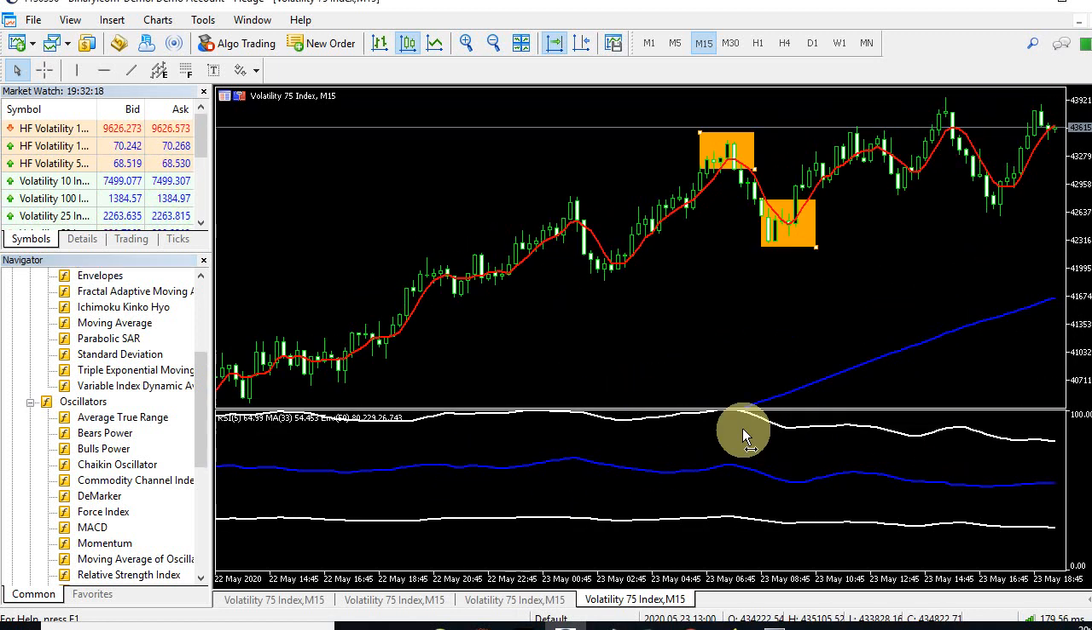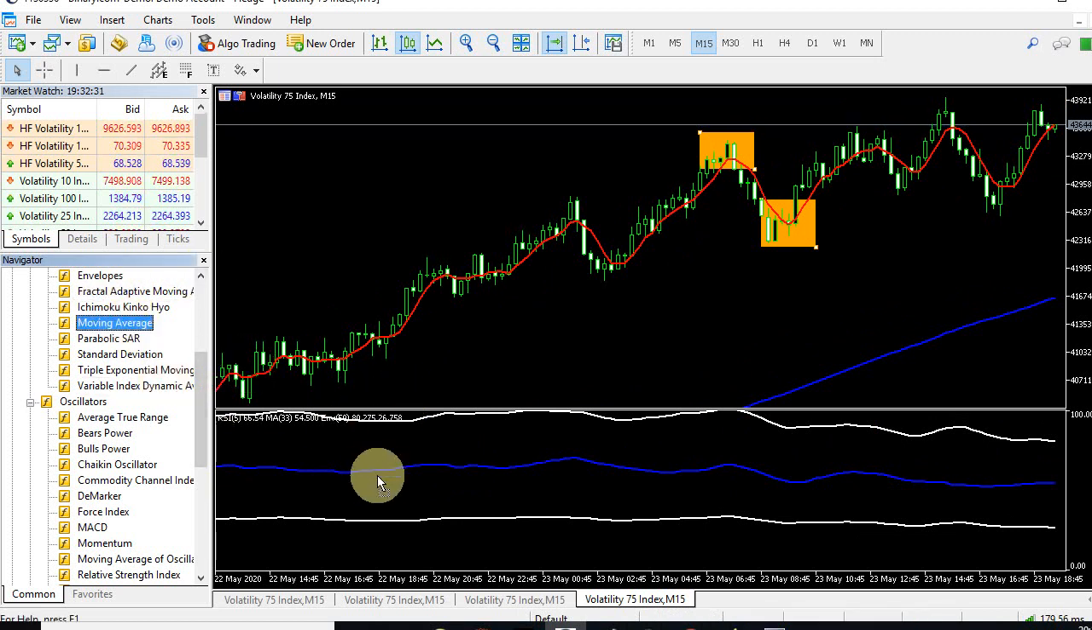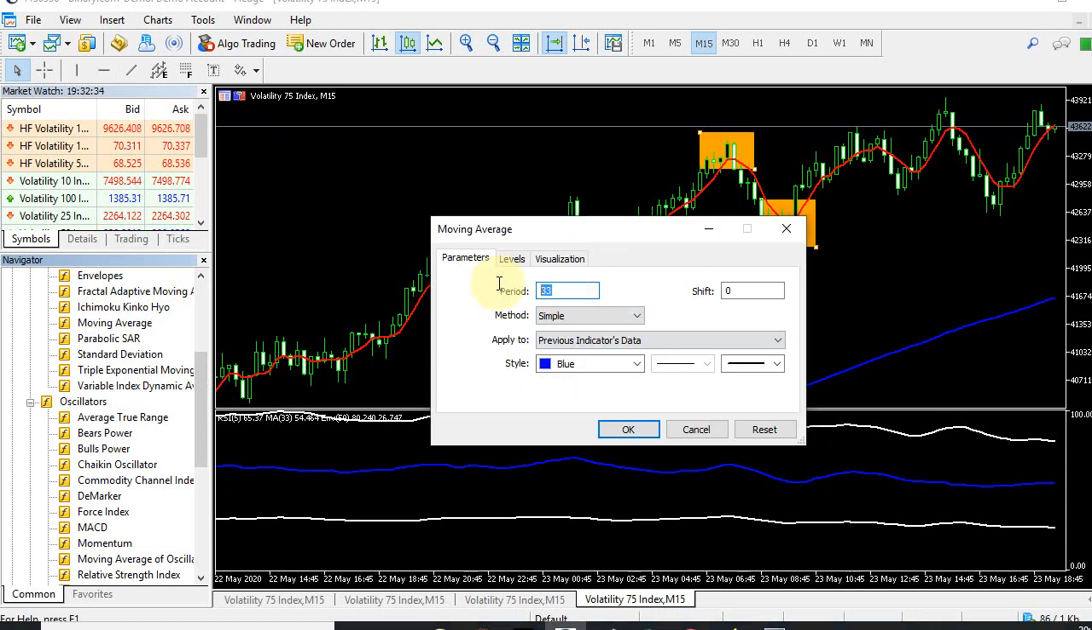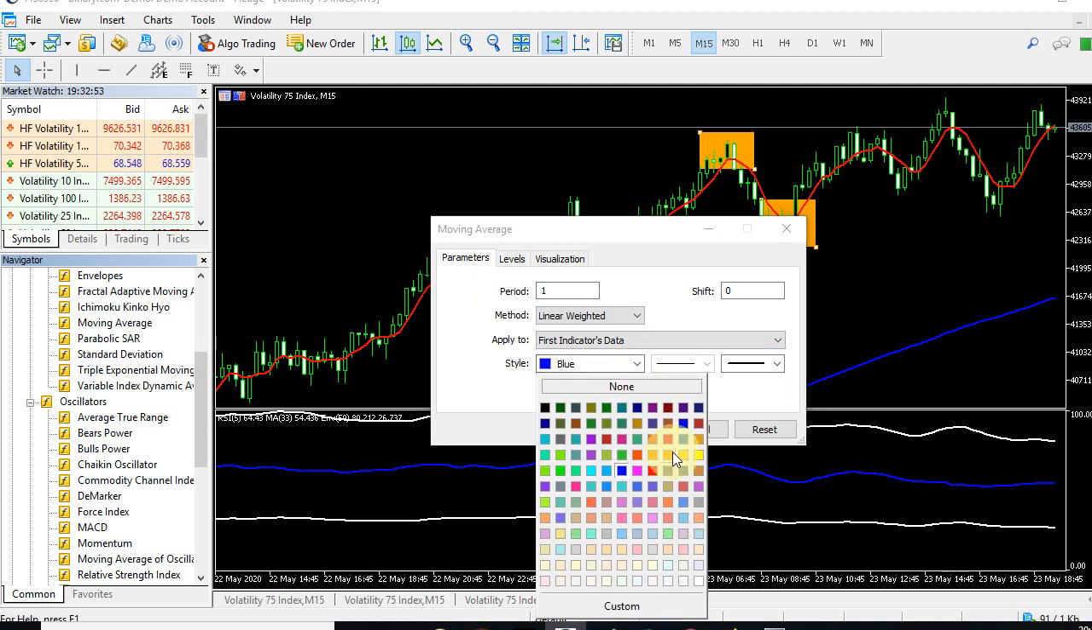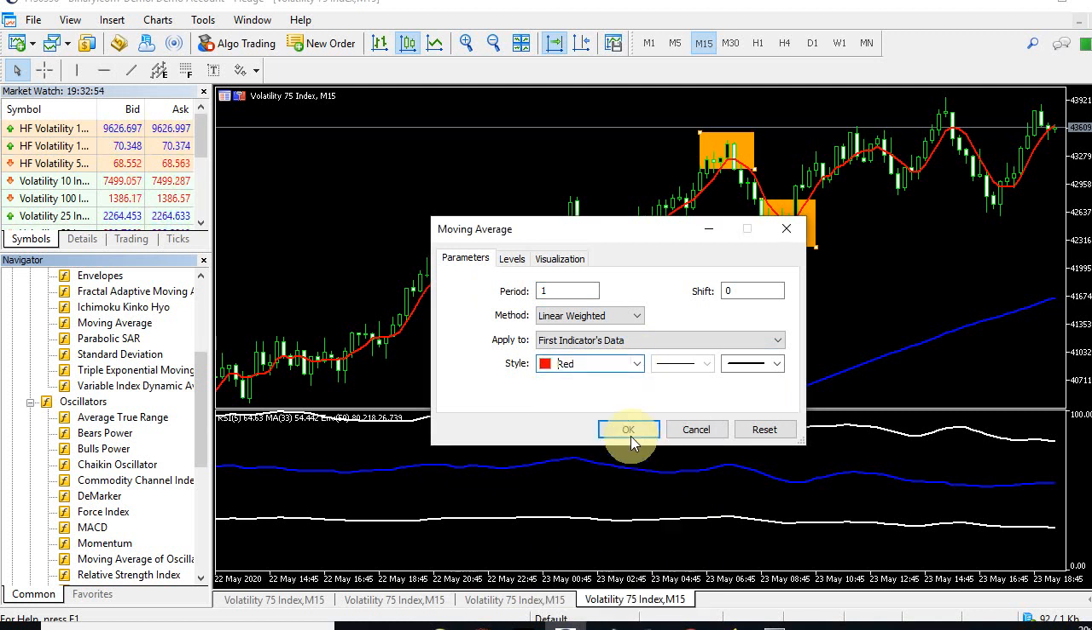Here it is, the envelopes and the moving average. Now the next indicator will be the moving average. This time around, period 1 moving average will be loaded on indicator window 1, and we are going to change the method to linear weighted, and we are going to apply it to first indicator's data so that we can drop it on indicator window 1. This time around, we are going to change the color to red. Click OK. You have this.